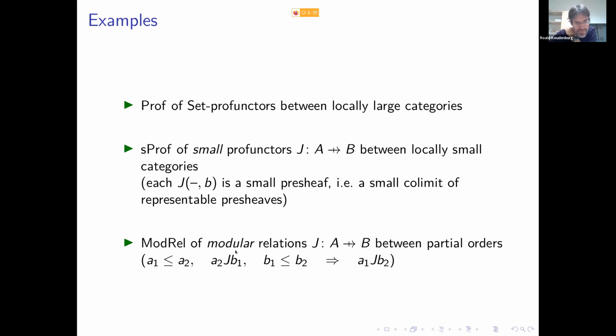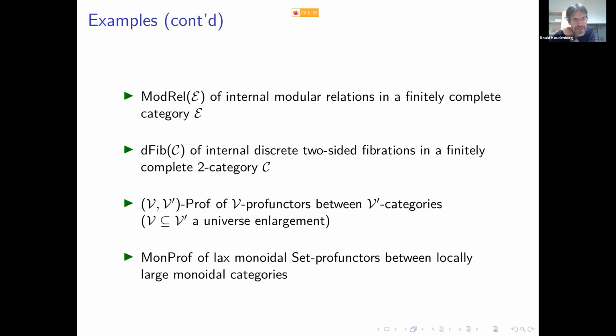Then to recover that power set notion, we use this, well, this is in fact a strict double category of modular relations between partially ordered sets and also their order preserving morphisms. And the relation is modular if it is compatible with the orders on its source and target like this. So that's the first three examples.